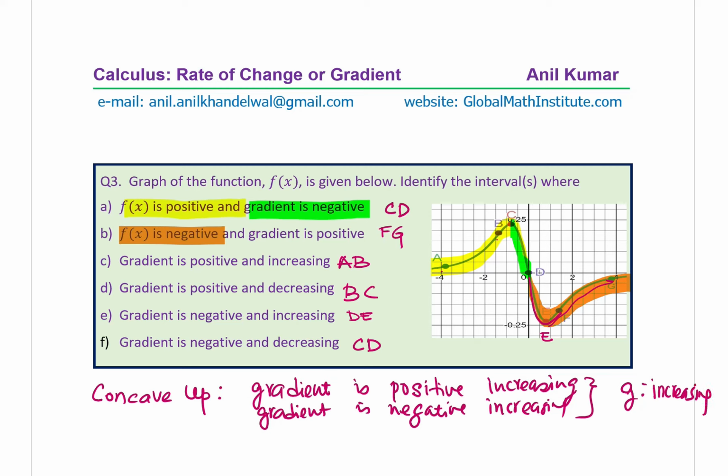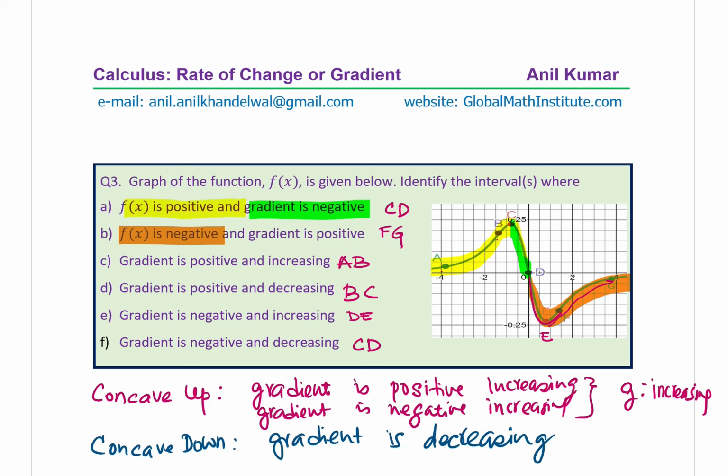Now, what is the condition for concave down? Clearly, for concave down, the condition is that the gradient is decreasing. So if you need to figure out the area on the curve where the gradient is increasing, whether negative or positive, that means the gradient is increasing. It is always the concave up portion.